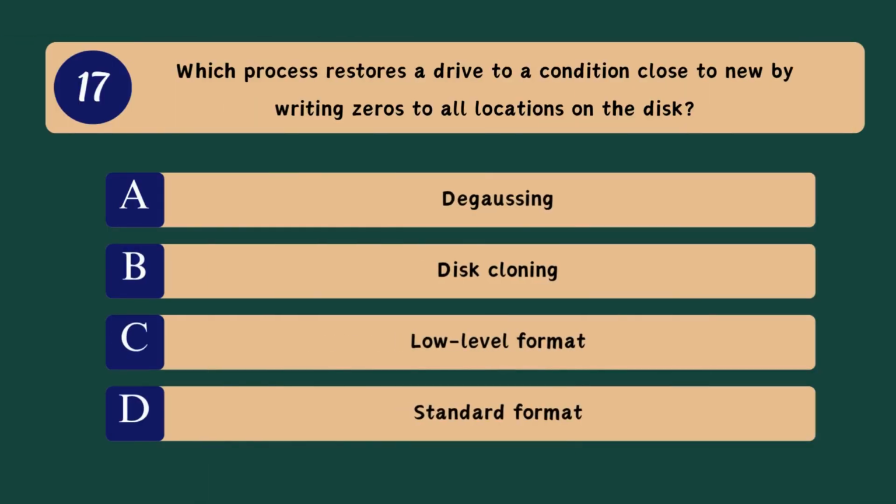Question 17. Which process restores a drive to a condition close to new by writing zeros to all locations on the disk? A. Degaussing. B. Disk cloning. C. Low-level format. D. Standard format. Correct answer. C. Low-level format.